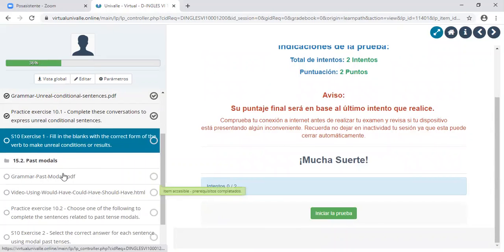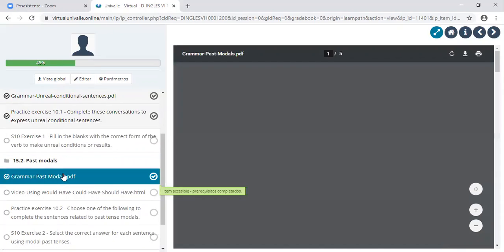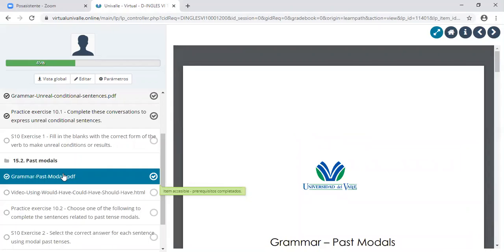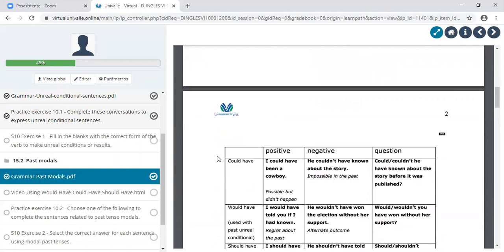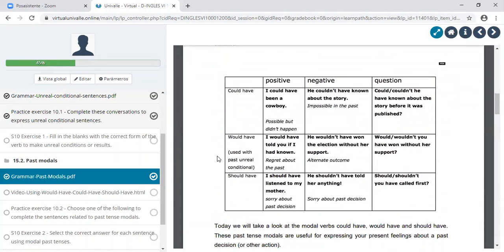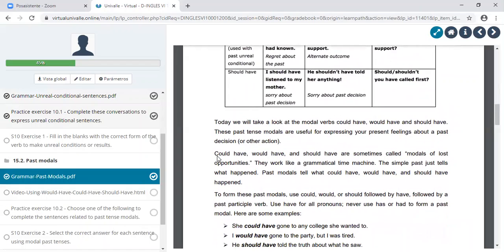Now we are going to be working on grammar. We are going to be learning about past modals in English. Here we have a short list of could have, would have, and should have in affirmative, negative, and interrogative form. Now we are going to take a look at the grammar explanation.